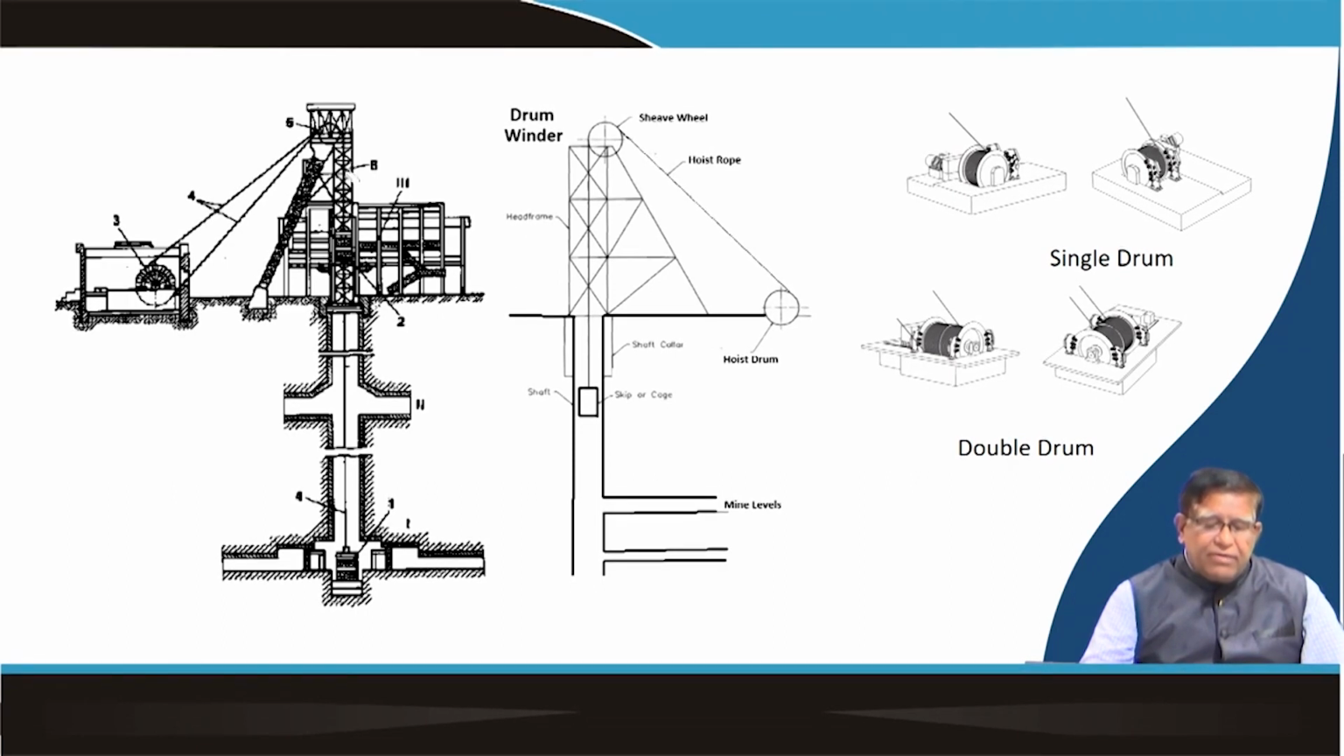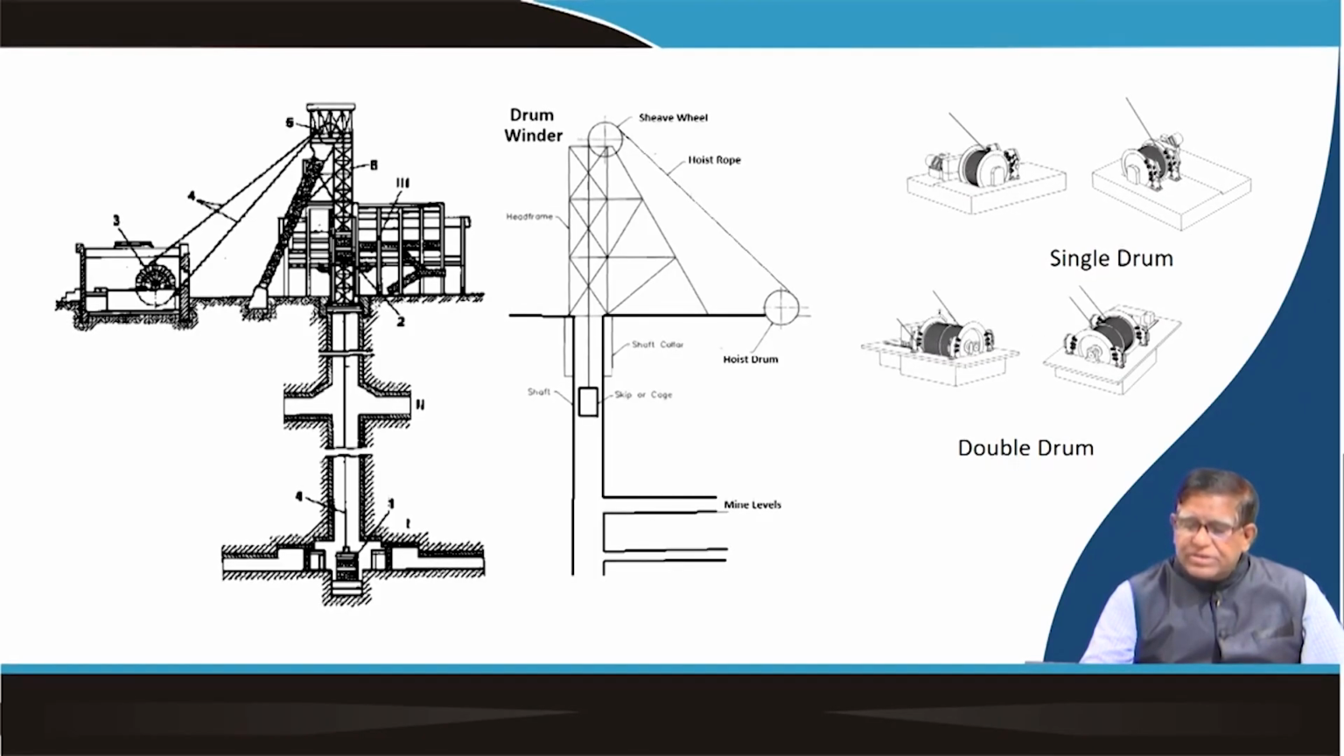Then there is a level to which the safety hook and other safety appliances will be placed, and this sheave is mounted over here, and this is the drum over here. Schematically, you can see this drum winder. This drum can be a single drum or it can be a double drum.